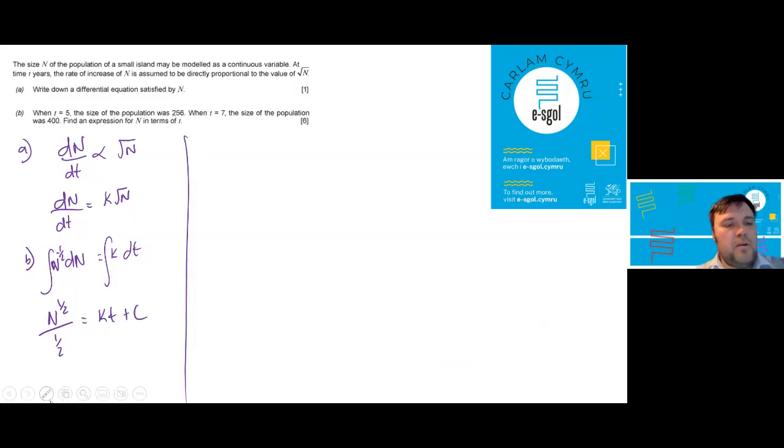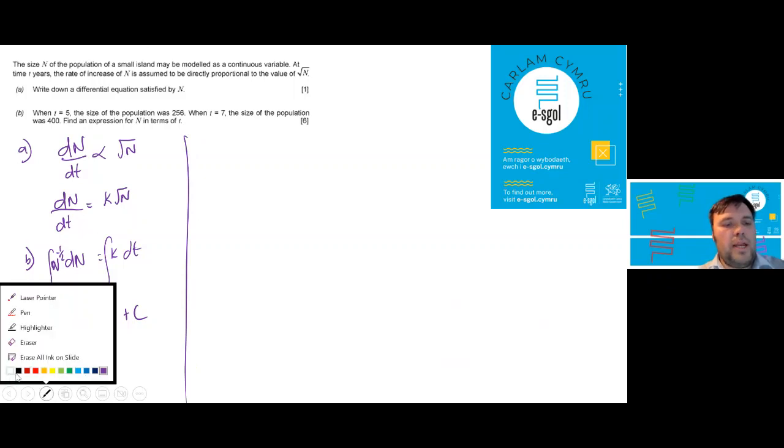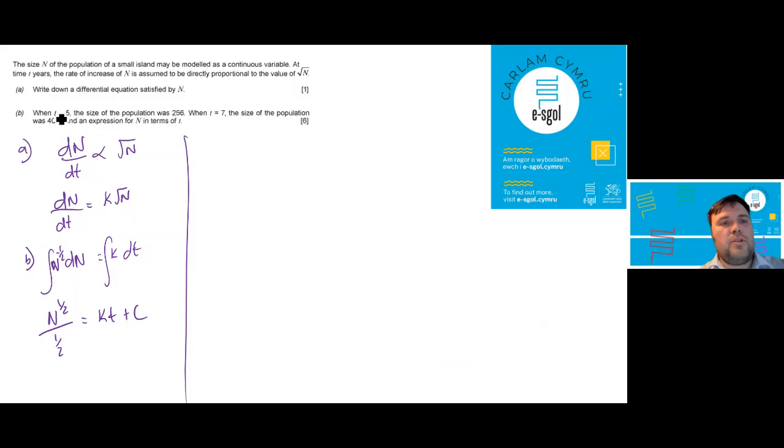This time, however, we haven't got t is equal to 0. What we end up with is we have 2 values of t. So we have the number 1, which is t equals 5 at n being 256. And we have t equals 7 when n is equal to 400. So we put that in place.